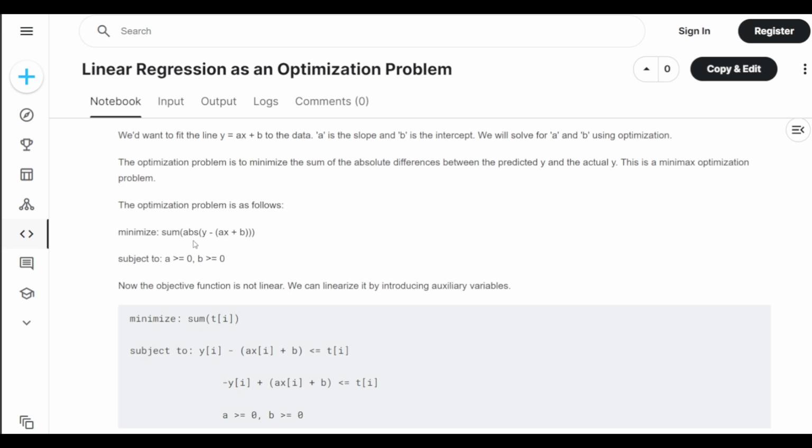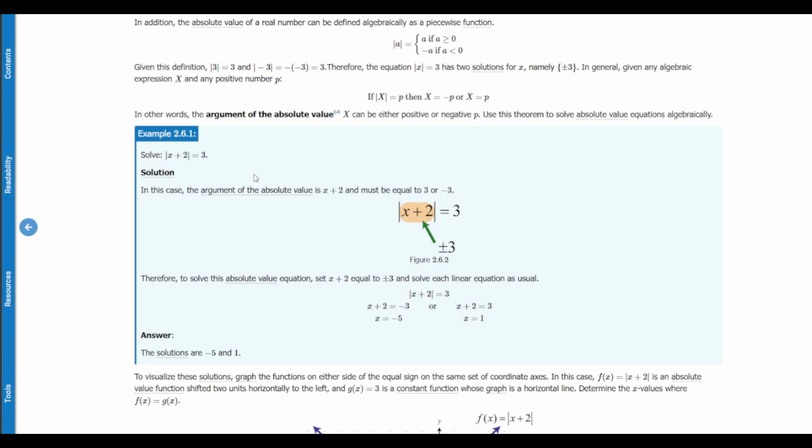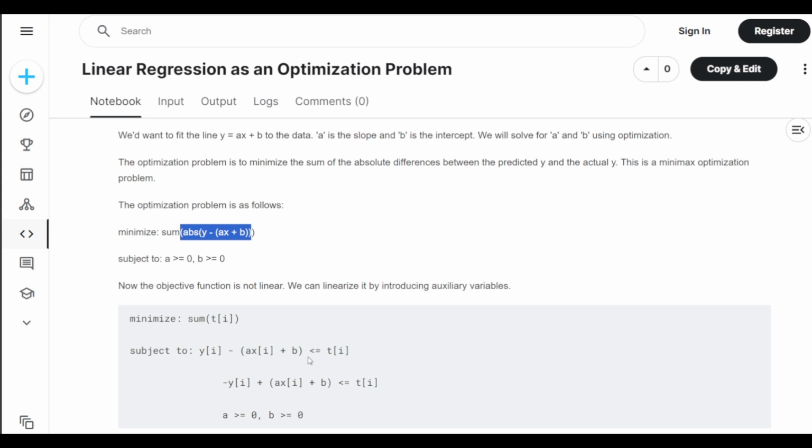Now, one issue here is this function is not linear because of the absolute symbol. However, we can linearize it by introducing auxiliary variables. If you look at this equation, this is very similar to the one that we saw on this website, maths.libretexts. And here, one way that they suggest us to rewrite this equation is by splitting the values of plus or minus 3 as minus 3 and plus 3. So we can do something very similar here.